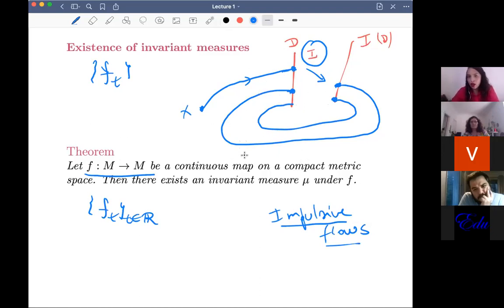Well, it's obviously not continuous, but these models appear in many problems in biology, in physics, in economics, in many different fields. And the inherent problem of this is that it's not continuous. It's nice, but it's not continuous. So in general, there is no invariant measure. I'm not going to do it, but this is an example that the best general result that we can have is for a continuous map on a compact metric space.